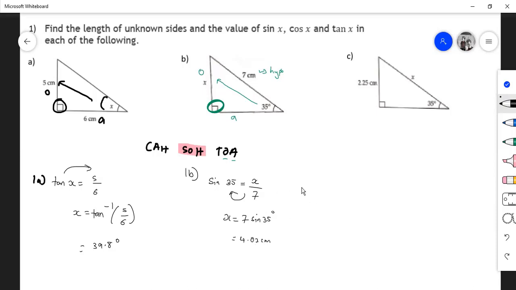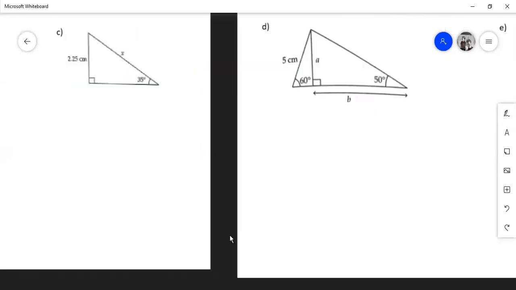Okay, so you can see this is how we use SOH CAH TOA. Actually, it's not really that hard, and I don't want to cover a lot because you can try. We will save the time to go find some other questions.